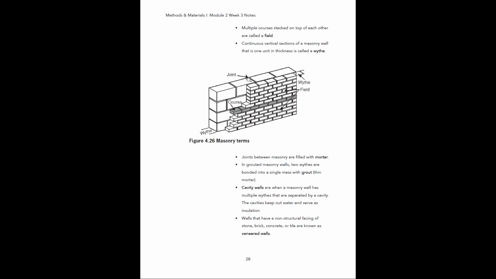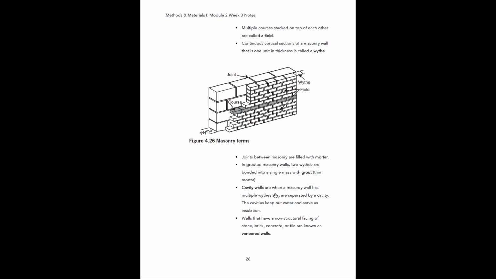And then we have joints between each of these masonry units. The joints between the masonry units are filled with a material called mortar. And in grouted masonry walls, 2 withes are bonded into a single mass using grout. So grout is basically just thin mortar.